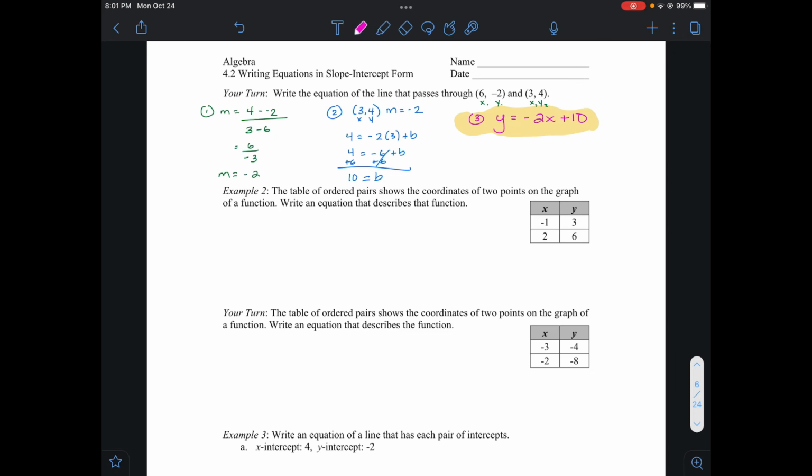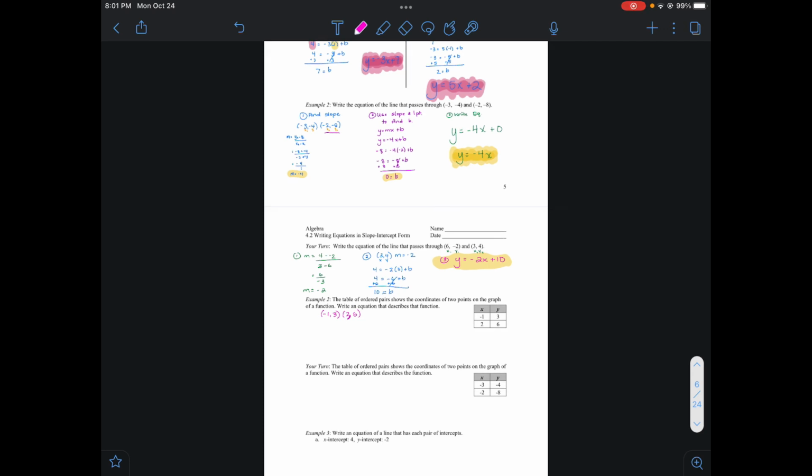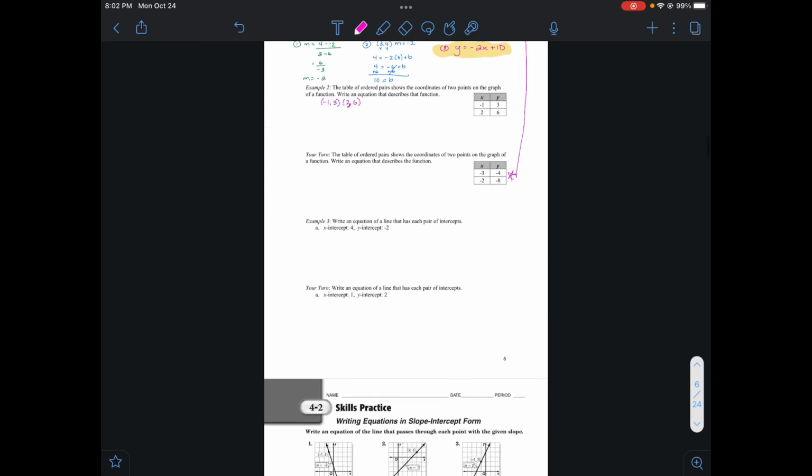So they gave us the ordered pairs in chart form this time. So if I rewrite them as ordered pairs instead of charts, then it's exactly the same 2 problems that we just did. One of these, the reason we're not doing them is because maybe I changed it. Nope, this one right here is the exact same ordered pairs as there. Okay? So let's scroll down to example 3.